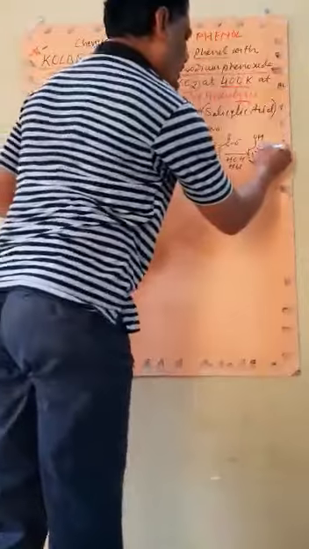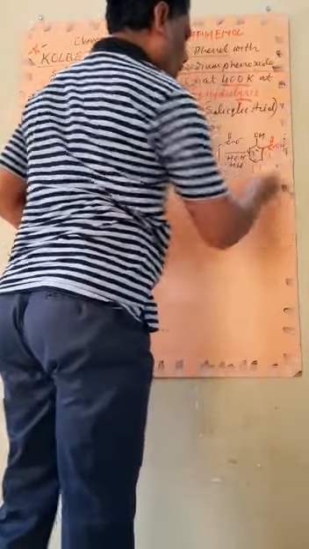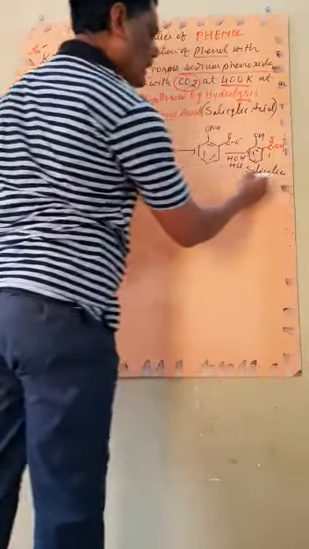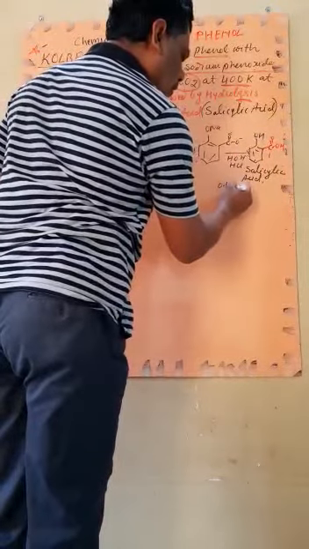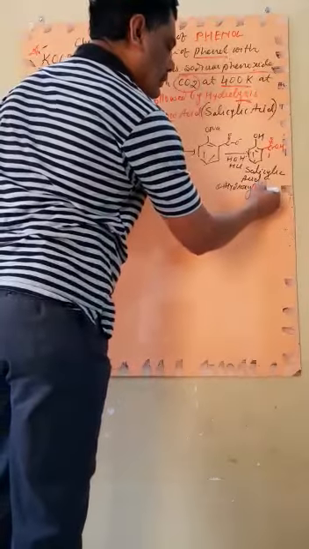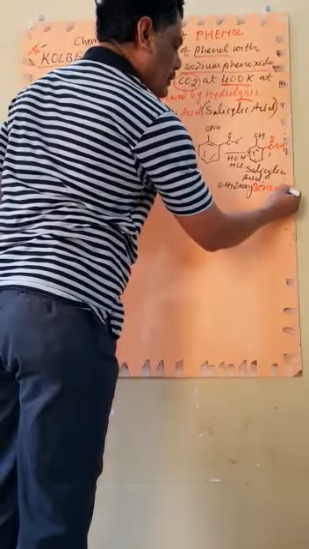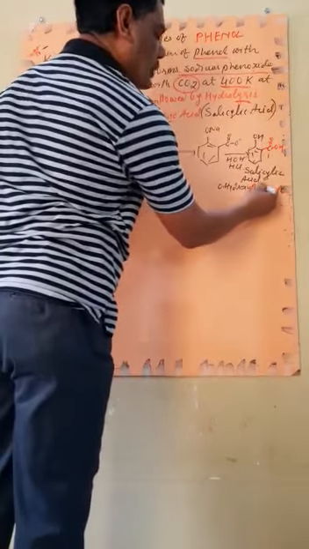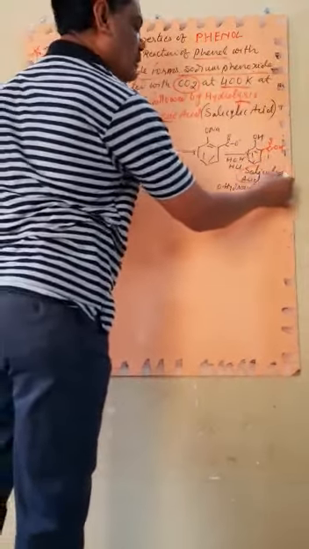OH, and there is C double bond O, OH. This compound is called salicylic acid, or you can call it orthohydroxy benzoic acid. This is the IUPAC name of the compound, orthohydroxy benzoic acid, and the commercial name is salicylic acid. Actually, students, to better understand, we have to find its mechanism.